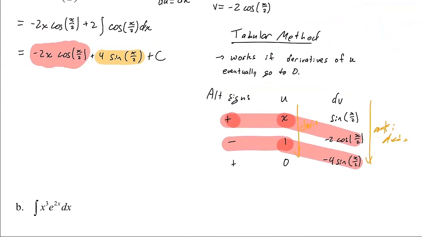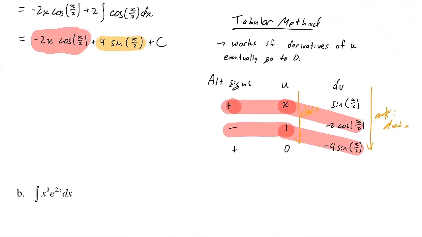Looking at the next problem, I have two functions multiplied together. I have an x cubed and e to the 2x. So I'm going to need to do integration by parts here. Do I have a u that eventually goes to 0? Yeah, I have x cubed. Do I have a dv that I can take the antiderivative of? Yeah, I have e to the 2x. I can do the antiderivative of that.